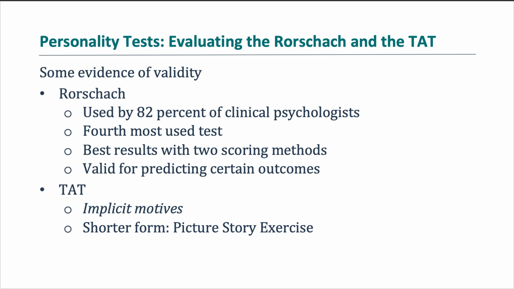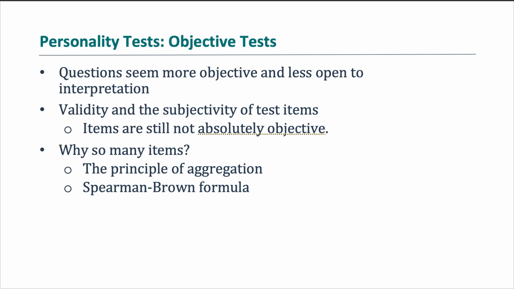For the TAT, it's supposed to get to your implicit motives. I kind of touched on that. But there are shorter forms for that one, which is called the picture story exercise. And it's just a shorter version of it.